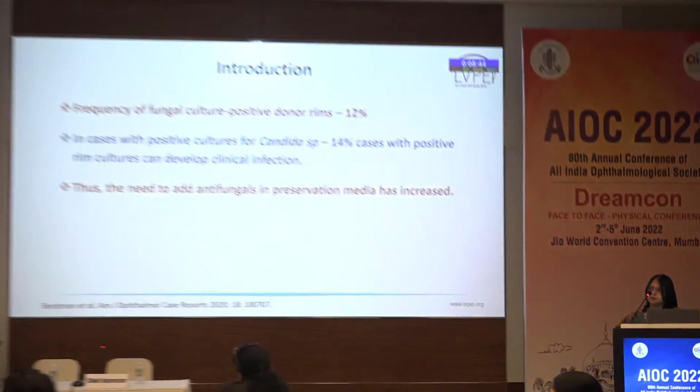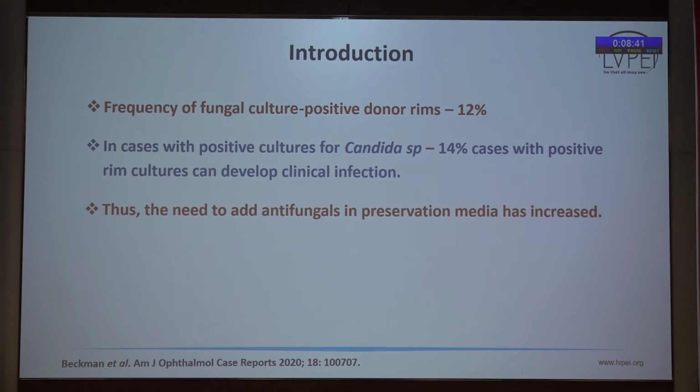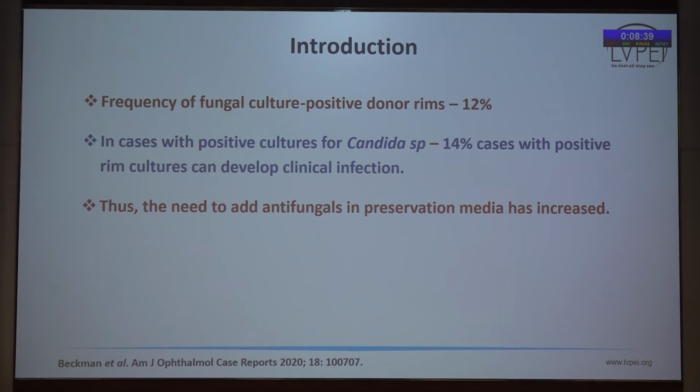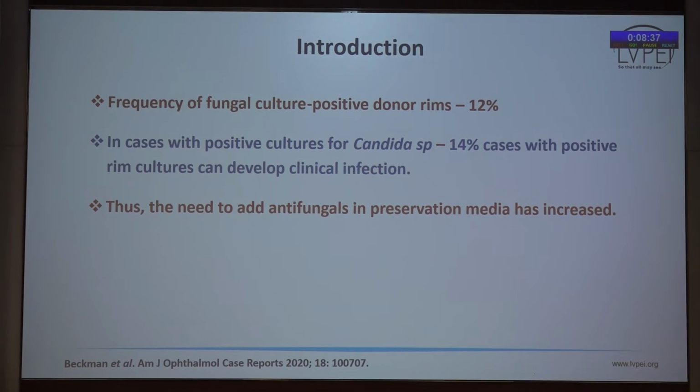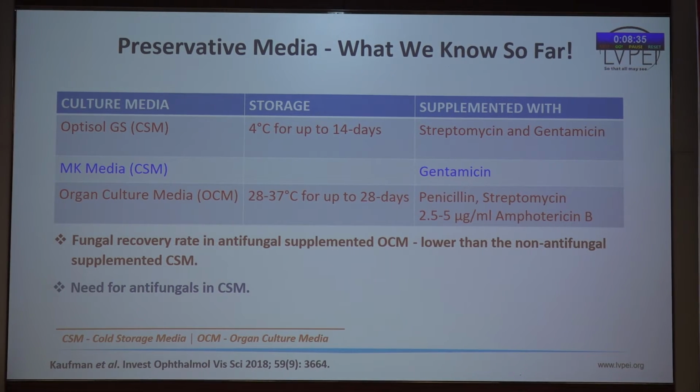If you see culture-positive fungal rims, 12% in cases with Candida, 14% of cases with a positive rim culture can develop clinical infection. So there is always a need to add antifungal in the media. If you see PK and EK, then maybe bacterial, especially in our country, bacteria is more common compared to fungus. But if you see only endothelial keratoplasty, and compare the whole Western world, then fungal is more. But in our scenario, bacteria is more.